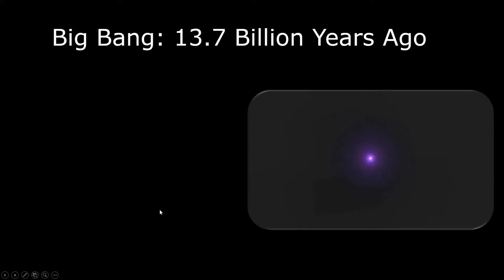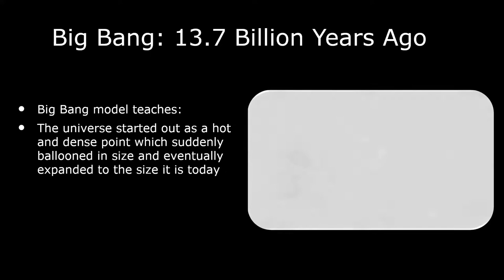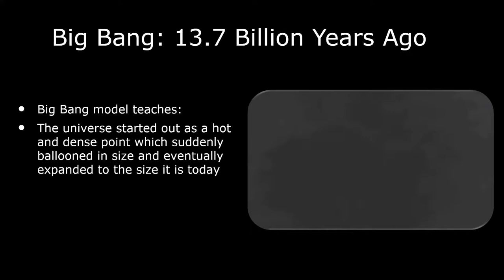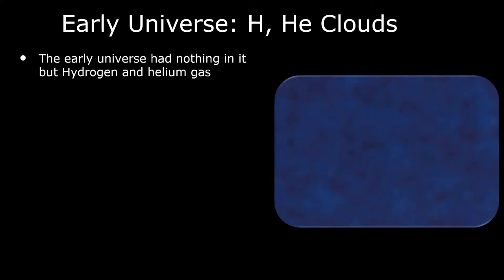So what does evolutionary thinking use? They use the Big Bang, and they say the Big Bang started 13.7 billion years ago. The Big Bang model teaches that the universe started out as a hot, dense point, which suddenly ballooned in size and eventually expanded to the size it is today. The early universe then had a lot of hydrogen and helium clouds that came from this Big Bang. So the early universe had nothing in it but hydrogen and helium gas.